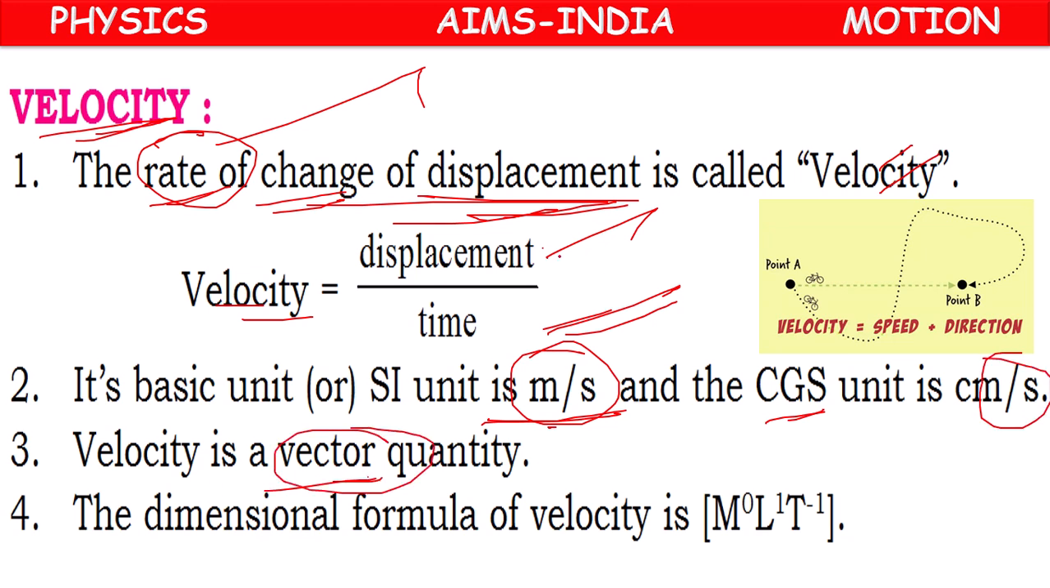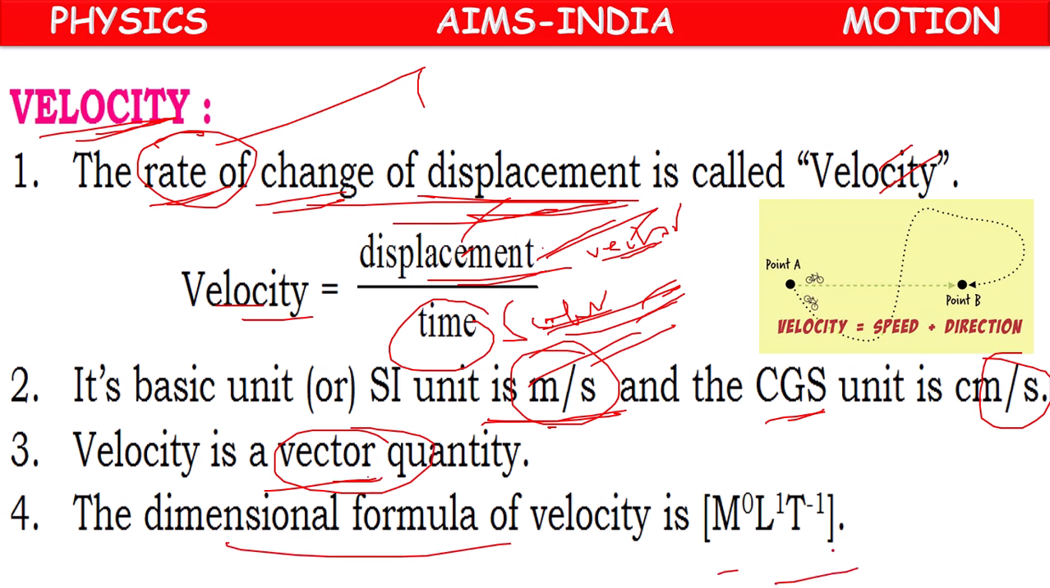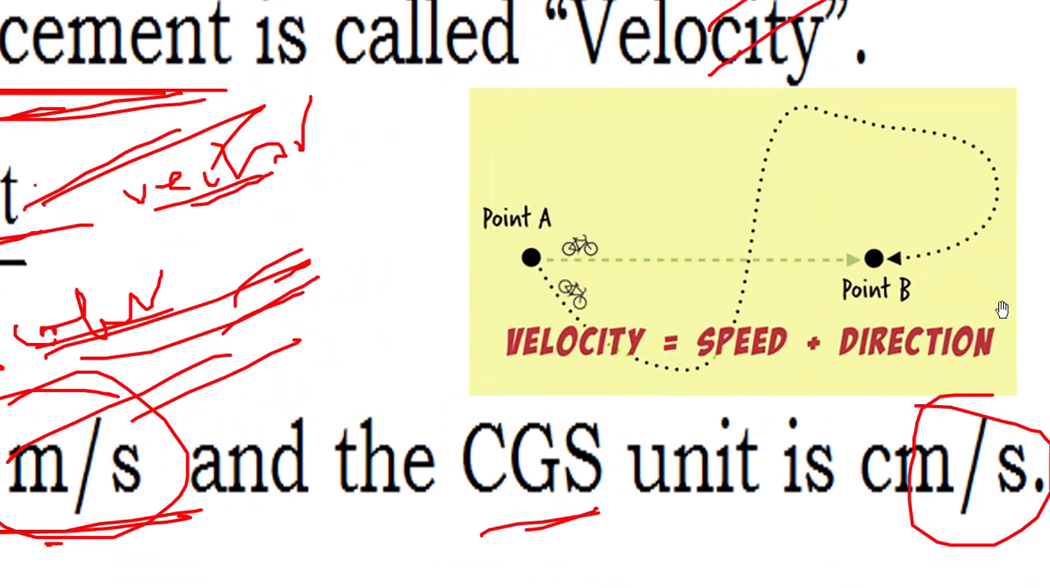It is a vector quantity. Why? Because it is depending on displacement, which is a vector. Here time is a scalar. No need to bother about time here, but displacement is a vector. So velocity is a vector quantity. Dimensional formula also same here. So here velocity means speed plus direction.